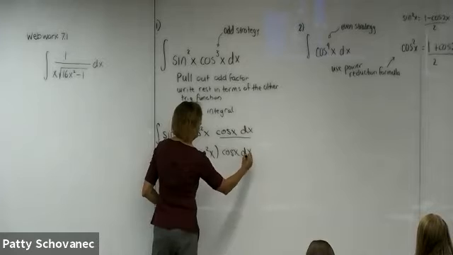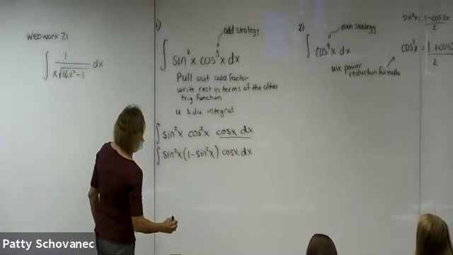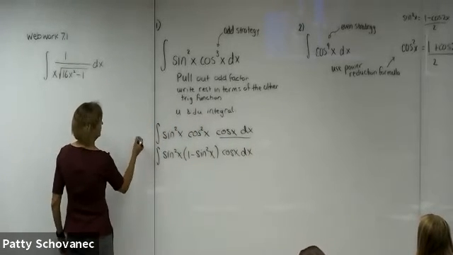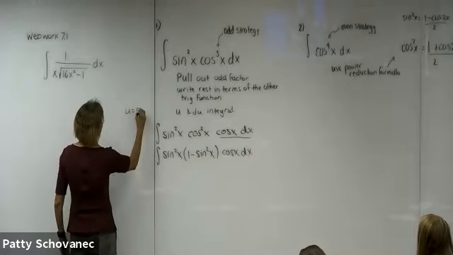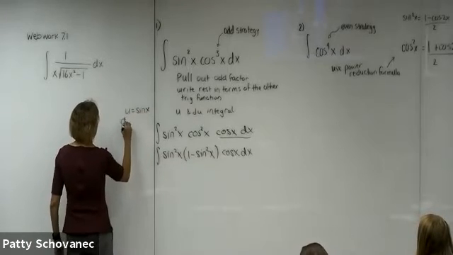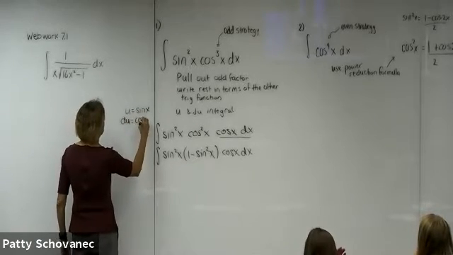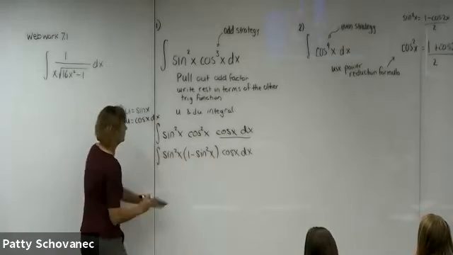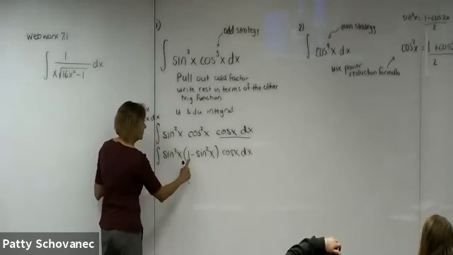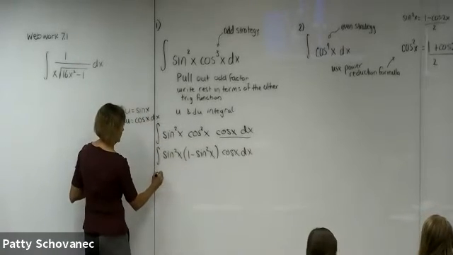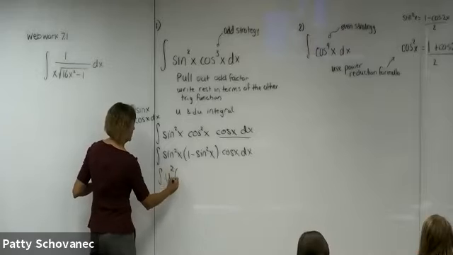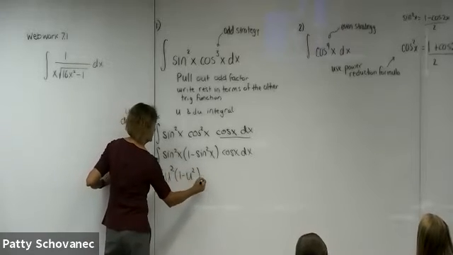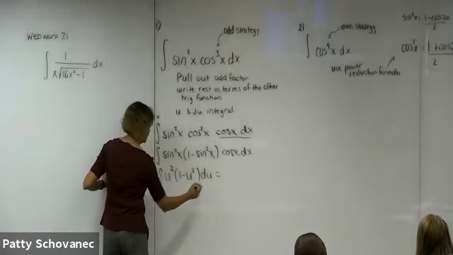You can multiply it out now and then substitute, or you can go ahead and substitute right now. I'm going to go ahead and substitute. u is equal to the sine of x. The du is cosine of x dx. That takes care of that extra term over there. And then I'm integrating u squared times 1 minus u squared du. So eventually I have to multiply it out.